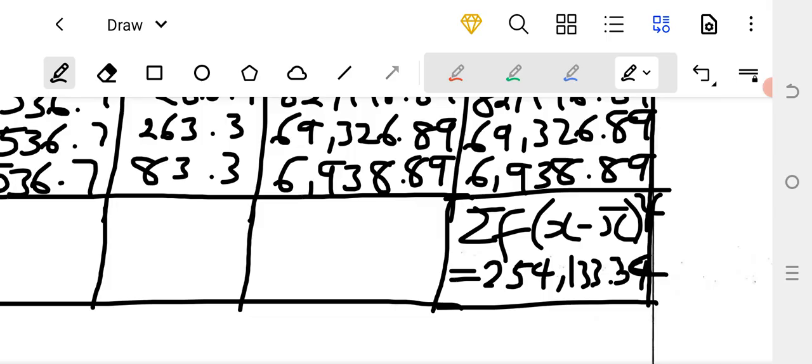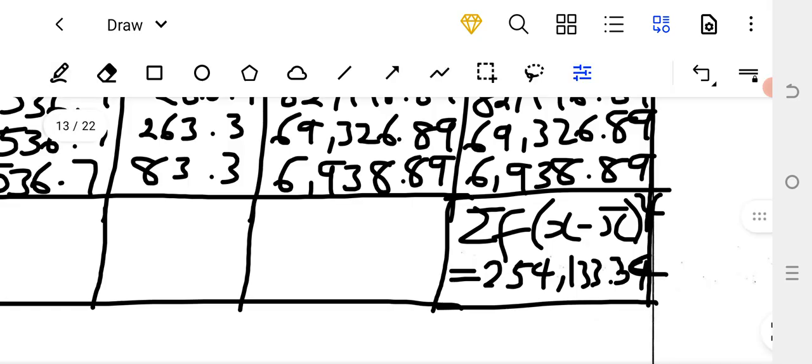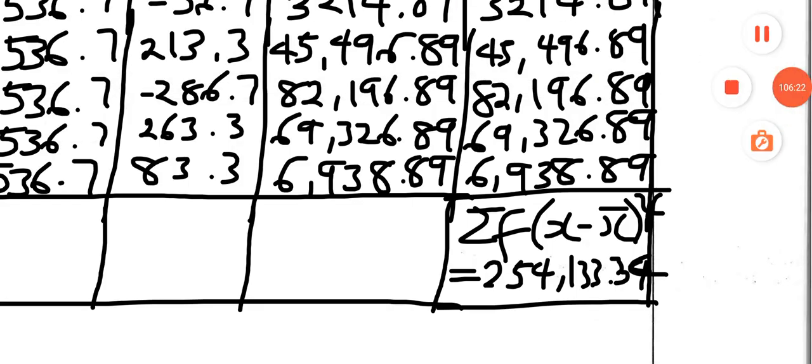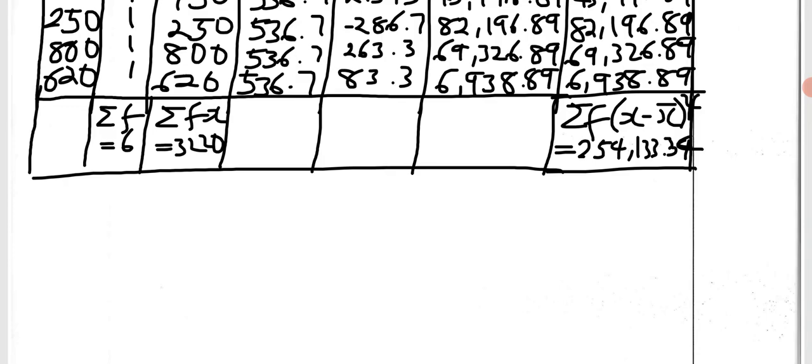So 254,133.34. So that would be it for your shop A. That is only the working for shop A. I hope you are following. Now we are going to shop B.